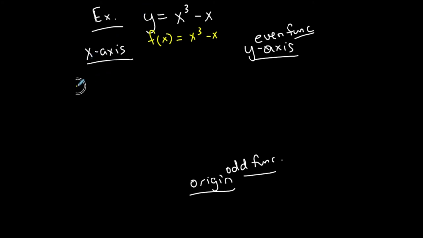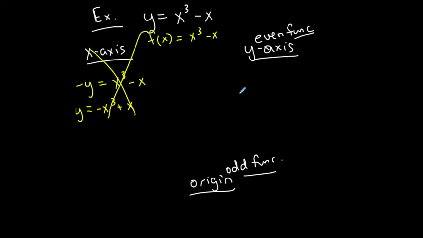I replace y with negative y. Then I multiply everything by negative 1 to get back to y on the left, right? And that changes all the signs in my function. And obviously, this does not match the original situation, which means it's not symmetric to the x-axis. And that's what we expected because it is a function.